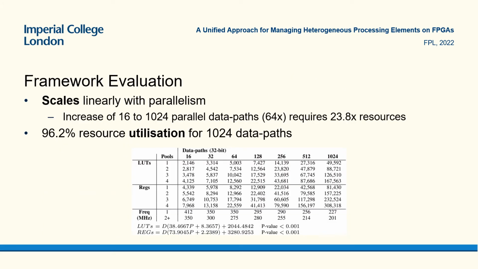When evaluating our compute pool approach, we first compare just the framework itself without any processing elements. For 32-bit data path designs, we can see that our framework scales linearly with parallelism, that is, the number of parallel data paths or number of parallel function calls. So when moving from 16 parallel data paths to 1024, which is a 64 times increase in parallelism, we need just 23.8 times the resources.